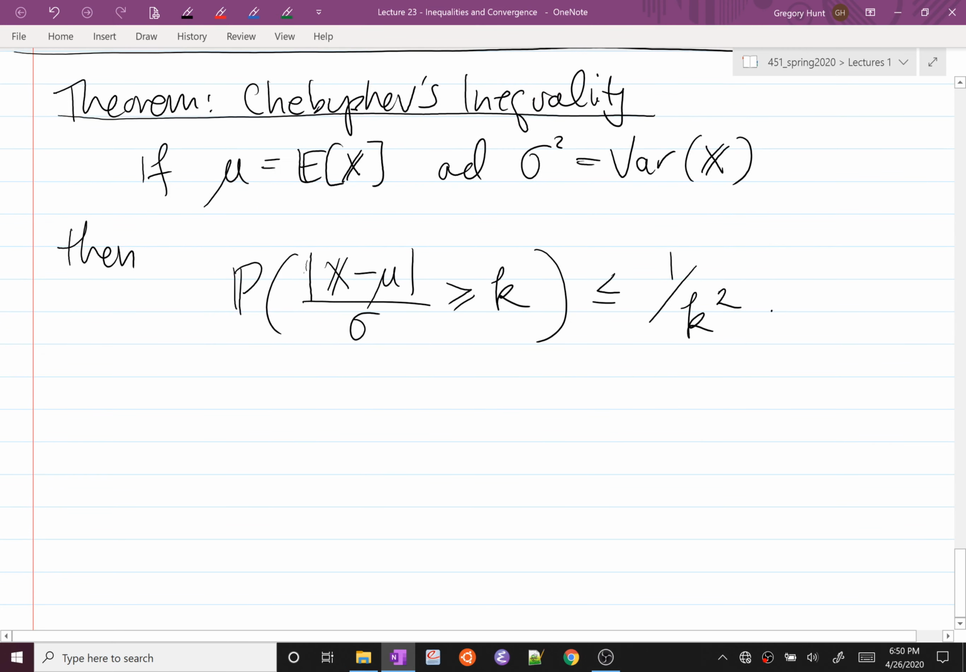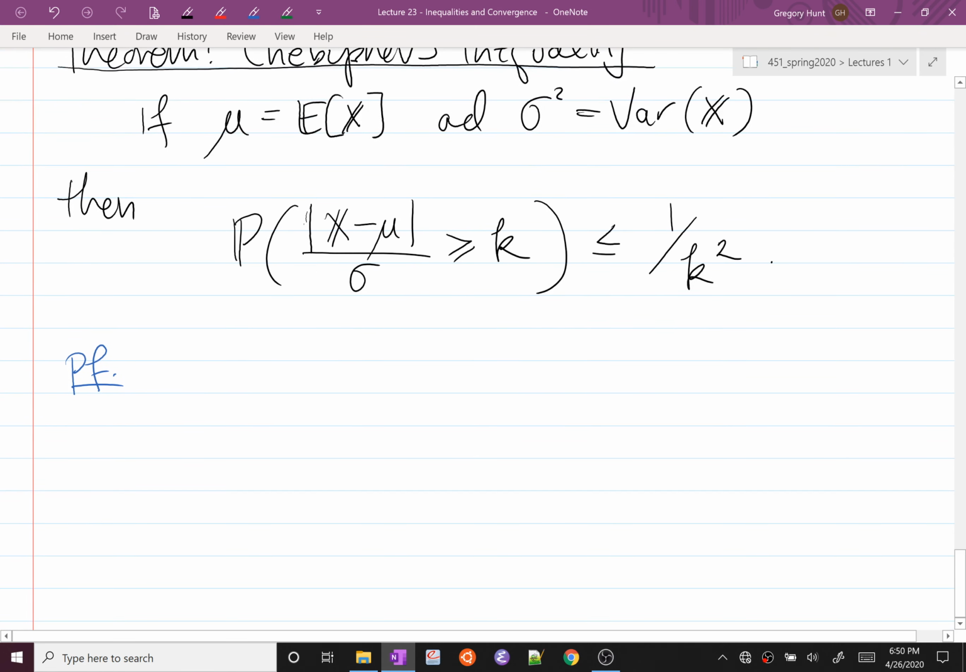The proof of Chebyshev's is really simple once we prove Markov's, so that's why I proved Markov's first. The use of Chebyshev's we'll see, hopefully we get to see in some of the topics of convergence. So it gives us a bound, and we'll see how that's useful for convergence. But the proof of Chebyshev's is not so bad.